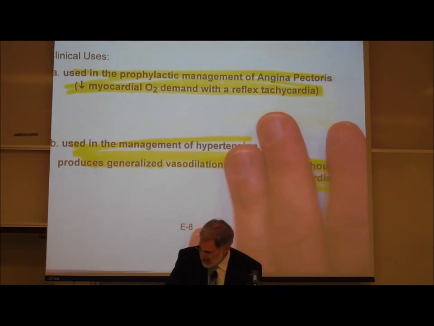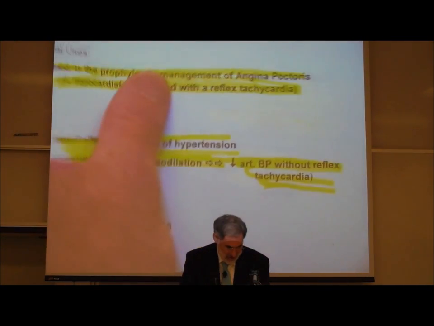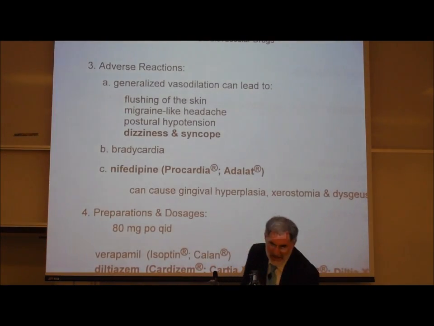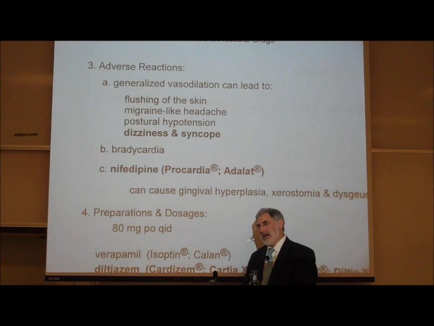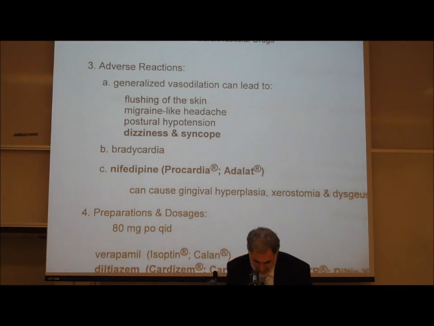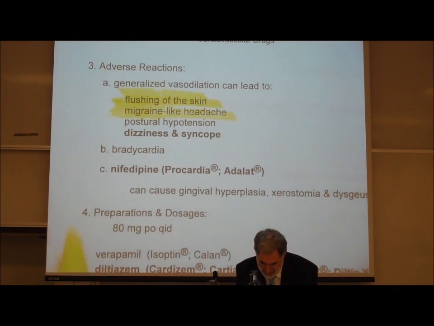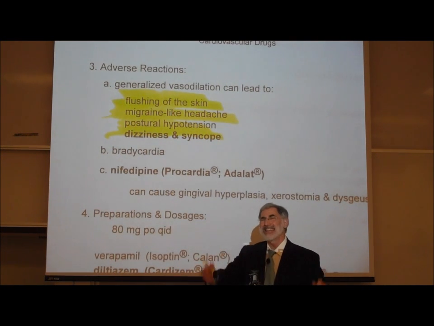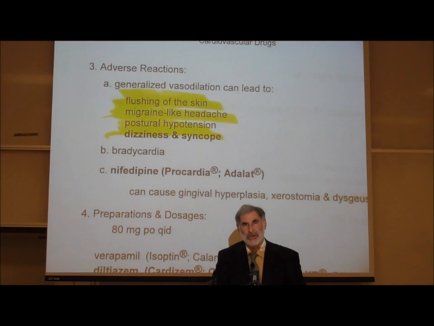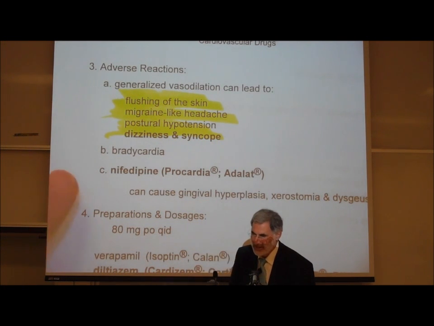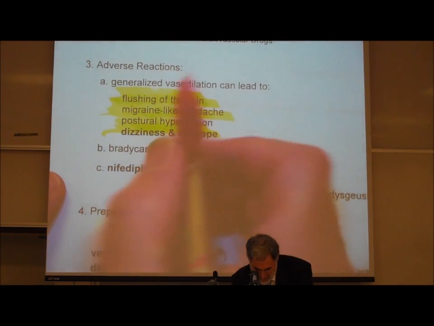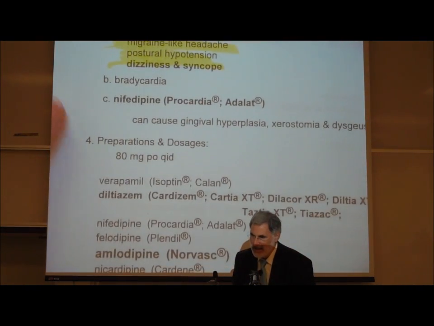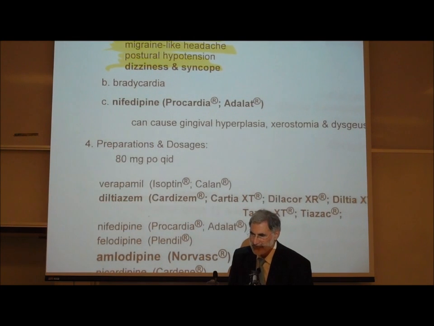On page E9, just like nitroglycerin, this drug also causes generalized vasodilation, so you can get flushing of the skin and migraine headaches, postural hypotension, and syncope. That's exactly what we said could happen with taking nitroglycerin, because both nitroglycerin and a calcium channel blocker cause generalized vasodilation. It slows down the heart rate.